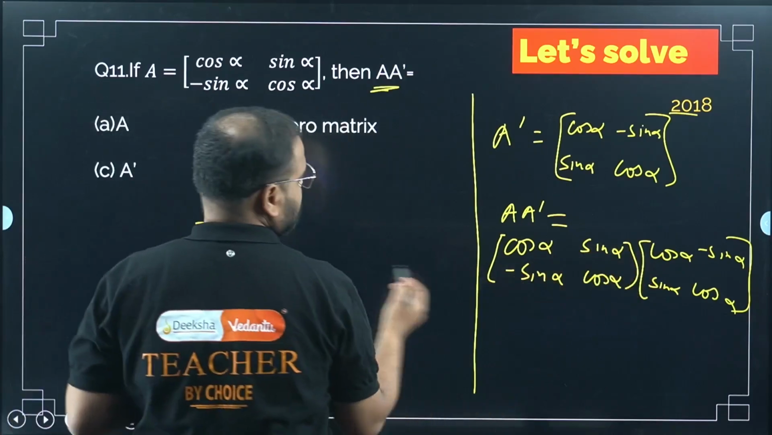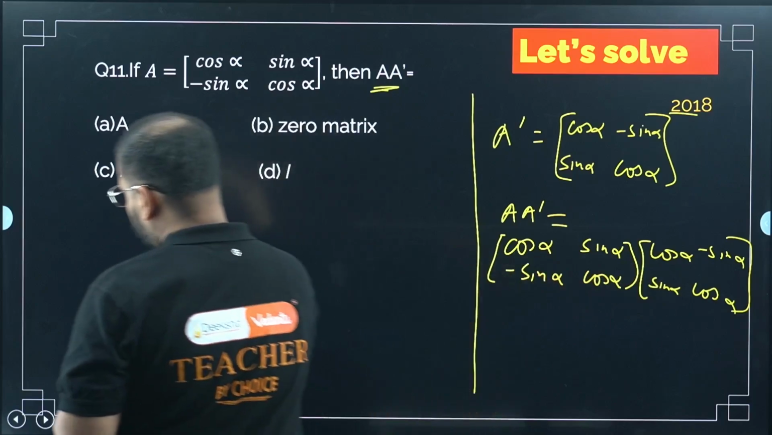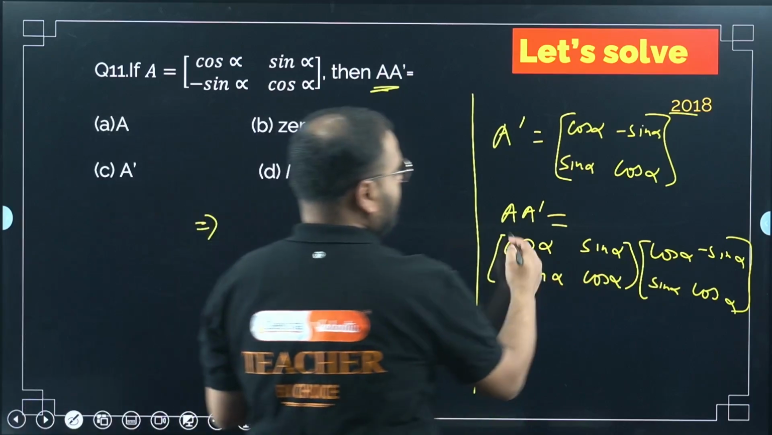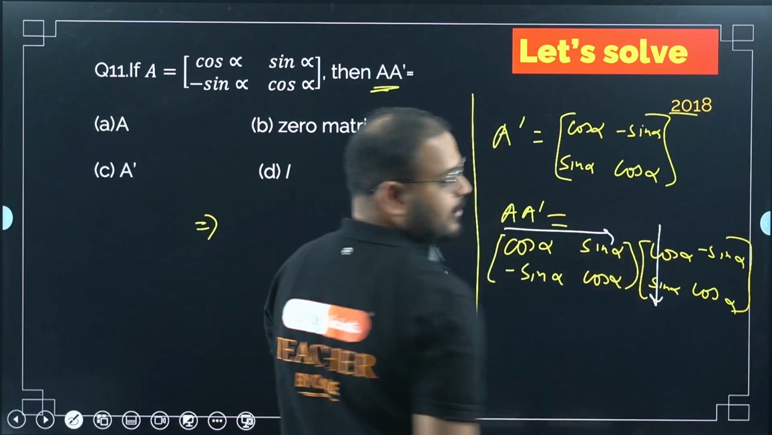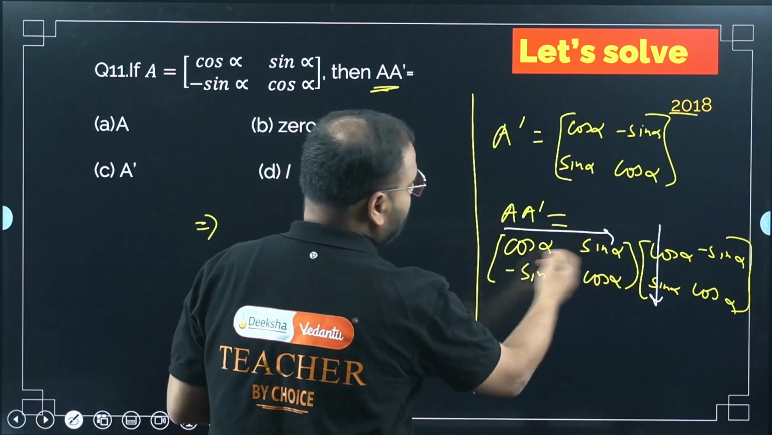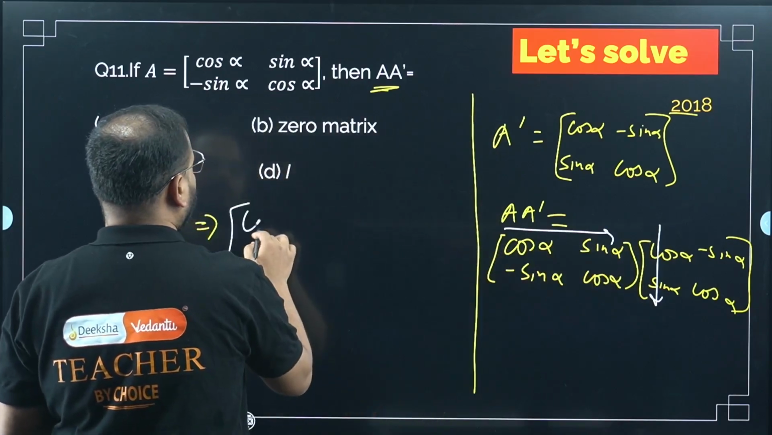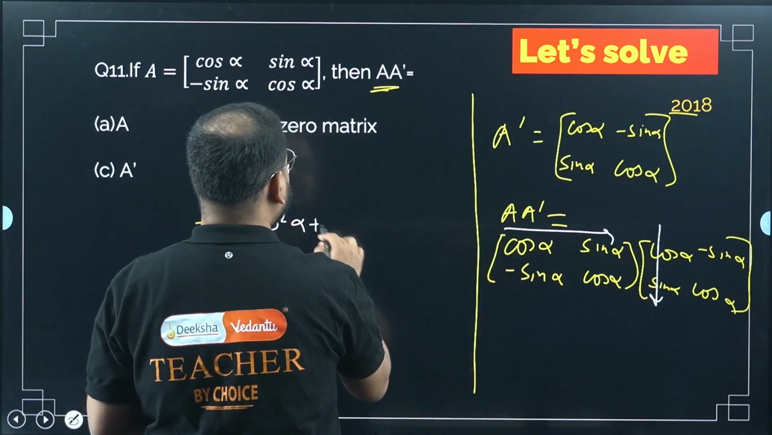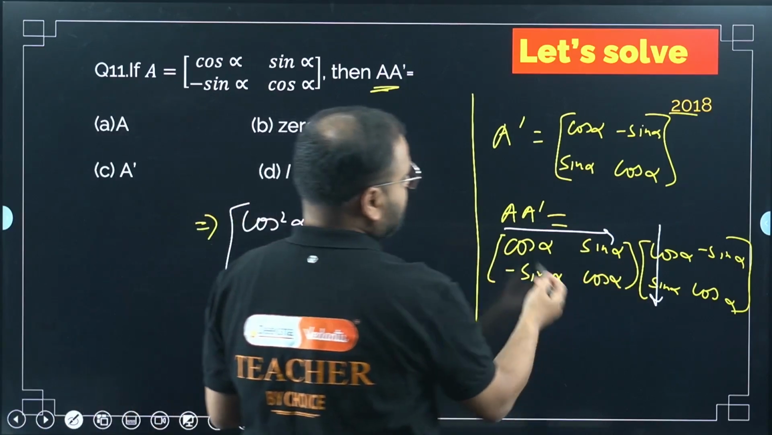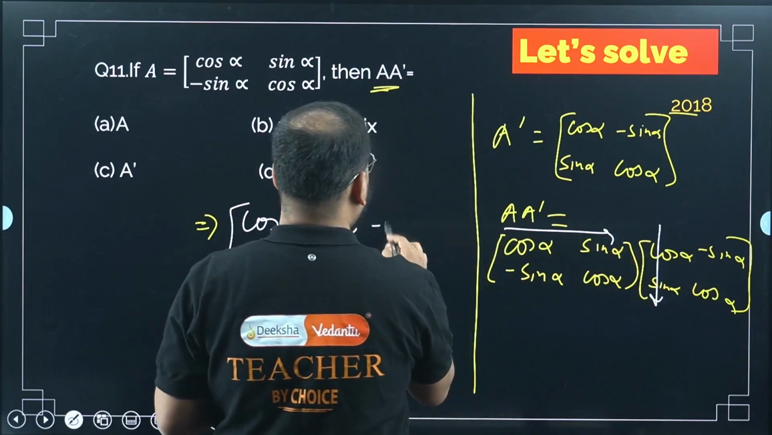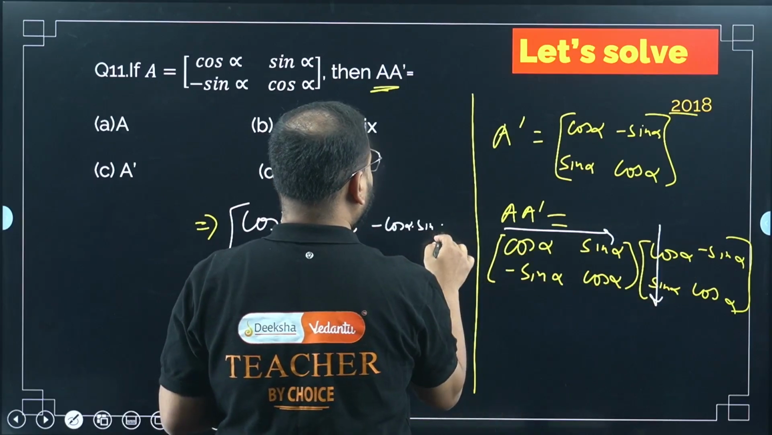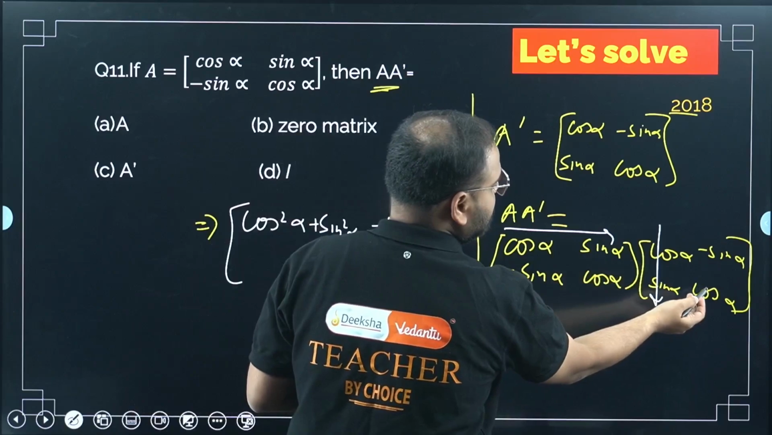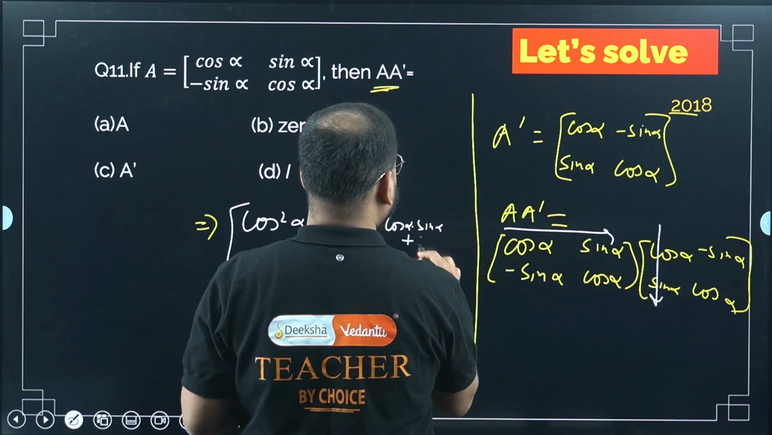Cos times of cos. Cos times of cos is what I'm doing here. Please understand this. Right? Row with the column. So cos into cos is simply my cos square alpha. This is simply plus sin square alpha. What is this? Cos with minus sin. So minus cos alpha sin alpha, and the sin with cos. So plus sin alpha cos alpha.